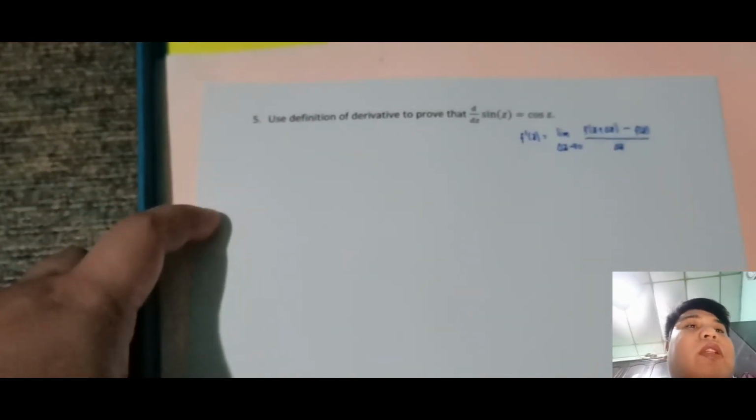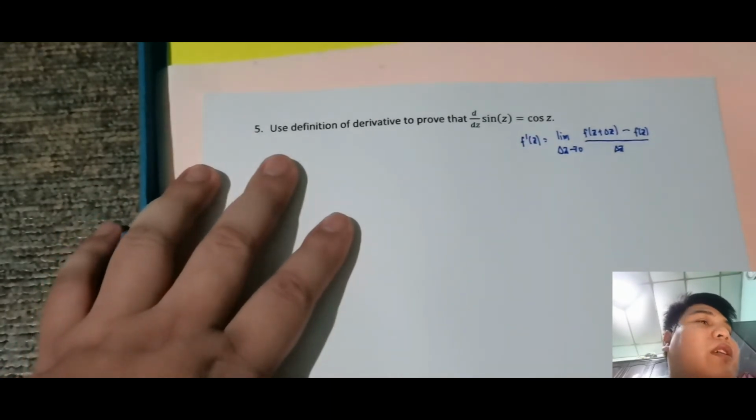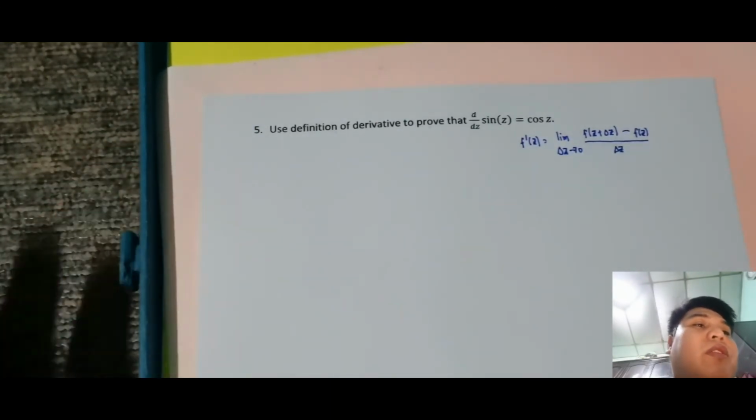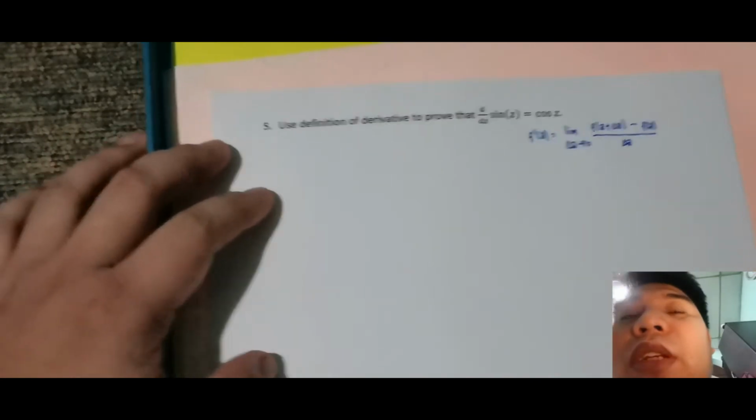Okay, so sir, di ba kaya ng Carathéodory lemma? Parang hindi, kasi tinry ko, hindi ko makuha eh. Okay, so dito mas madali ko siya makuha. So ito yung proof.